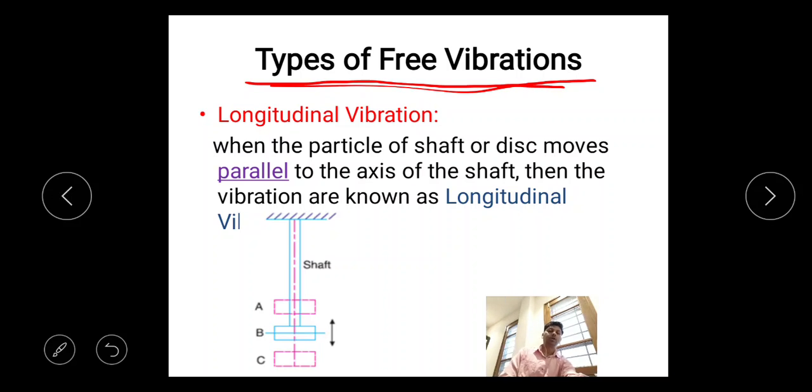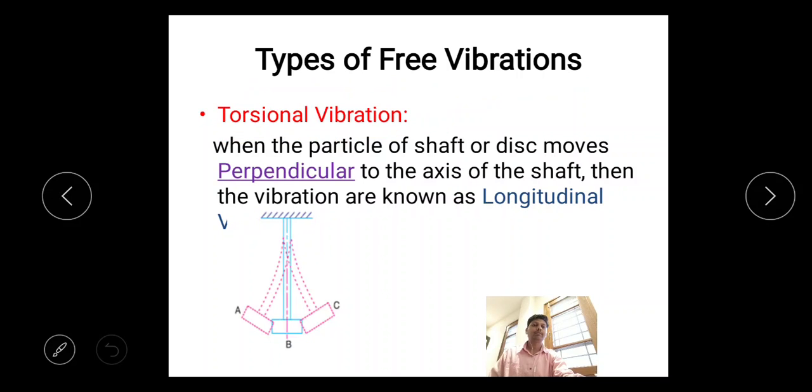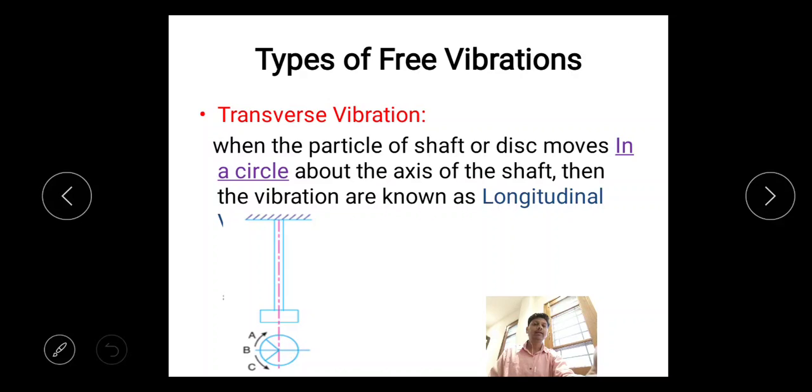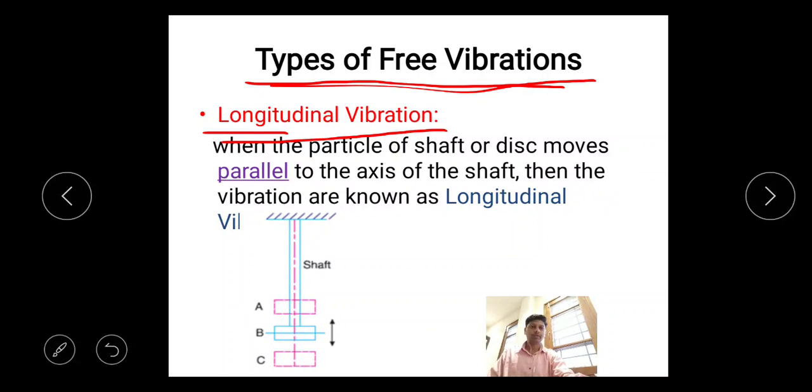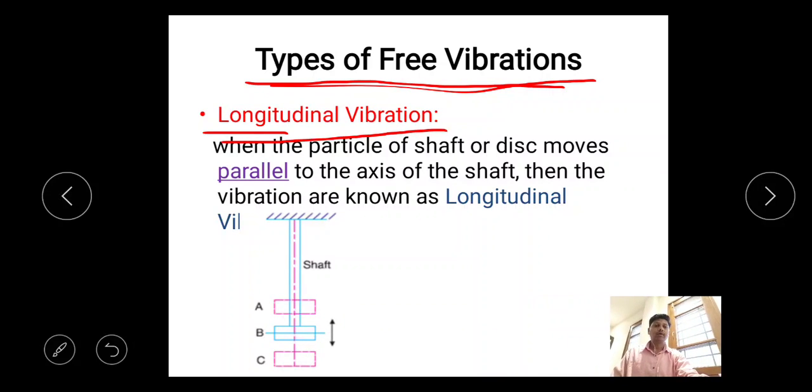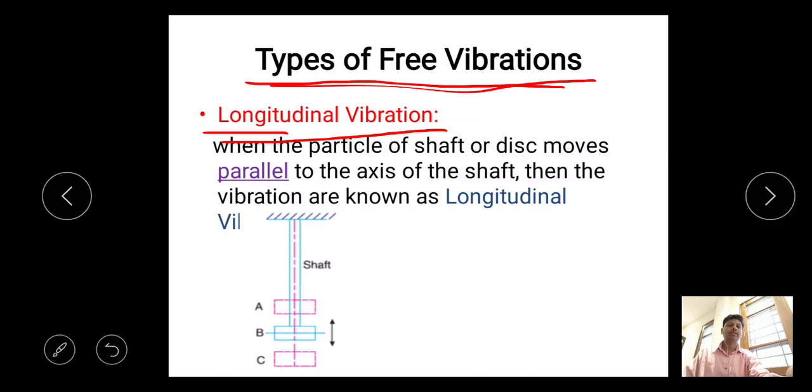I have considered one shaft. These are the different types of free vibration: longitudinal vibration, torsional vibration, and transverse vibration. Now we'll discuss them one by one, starting with longitudinal.